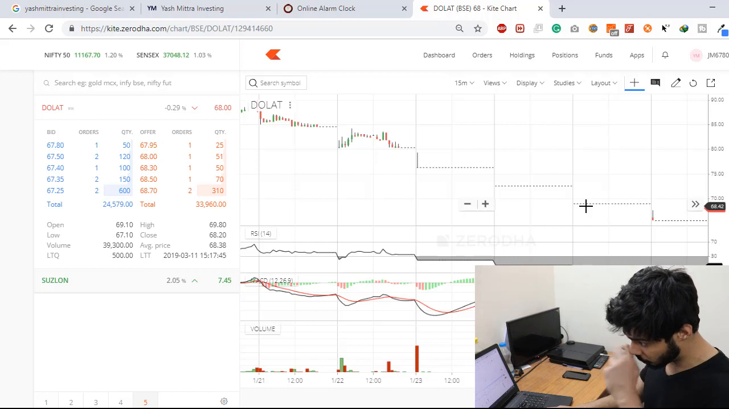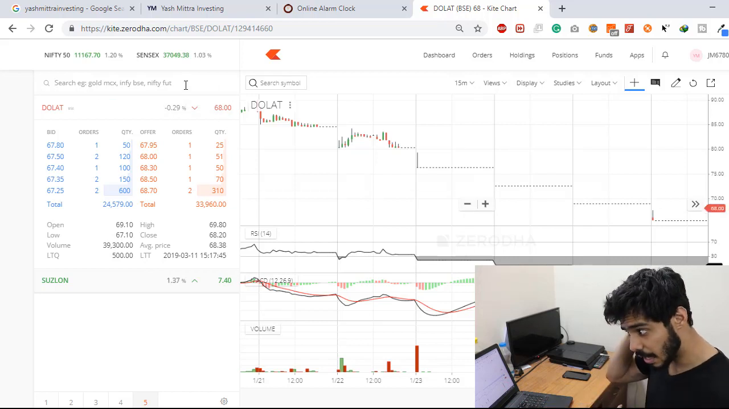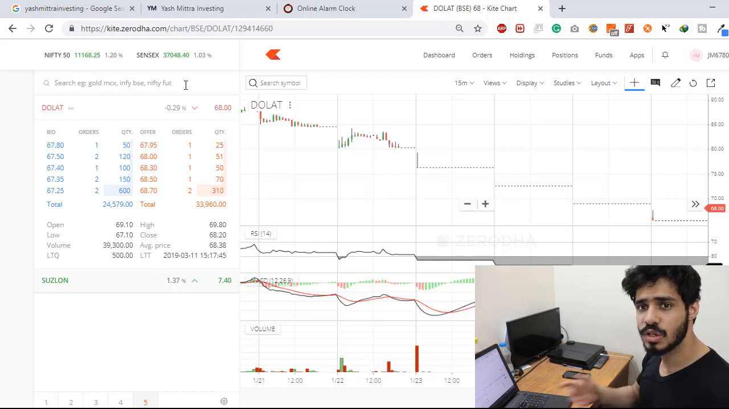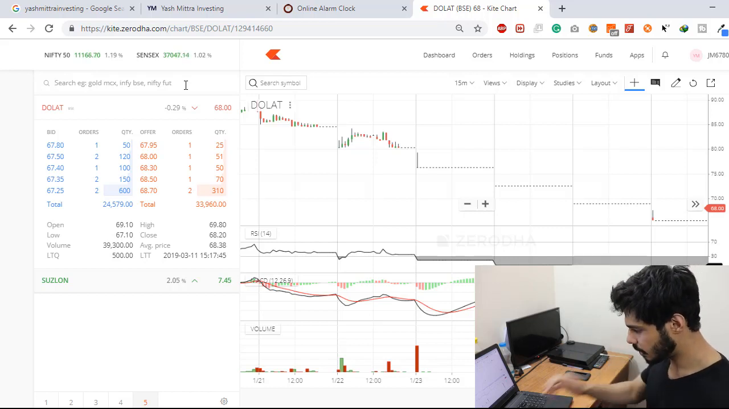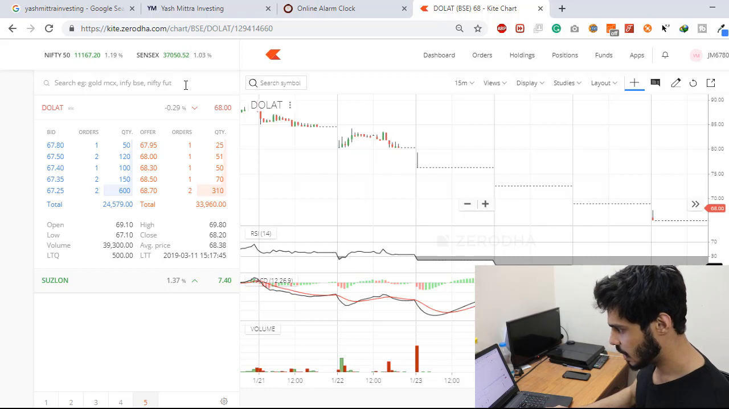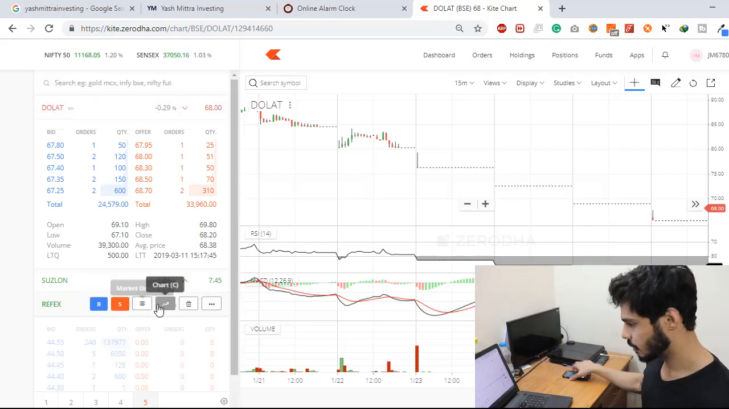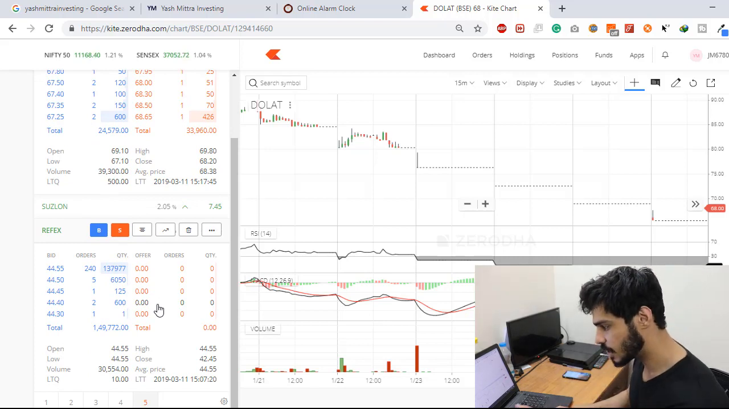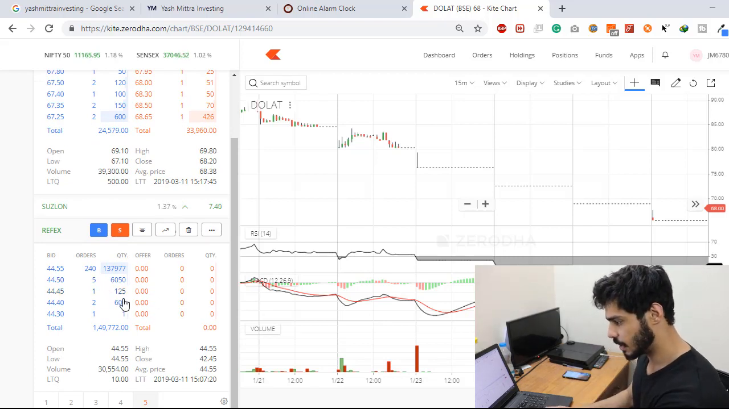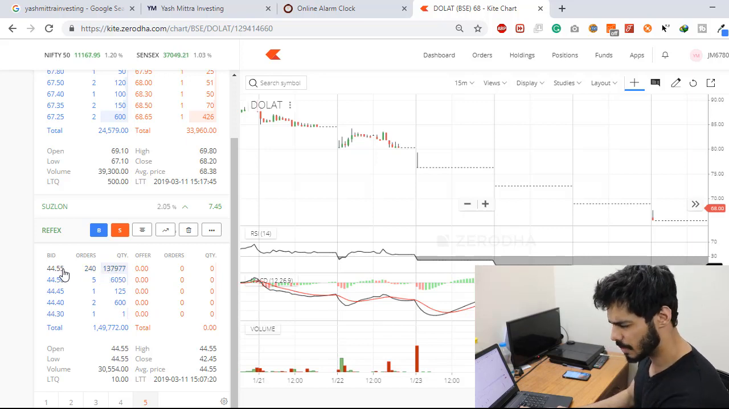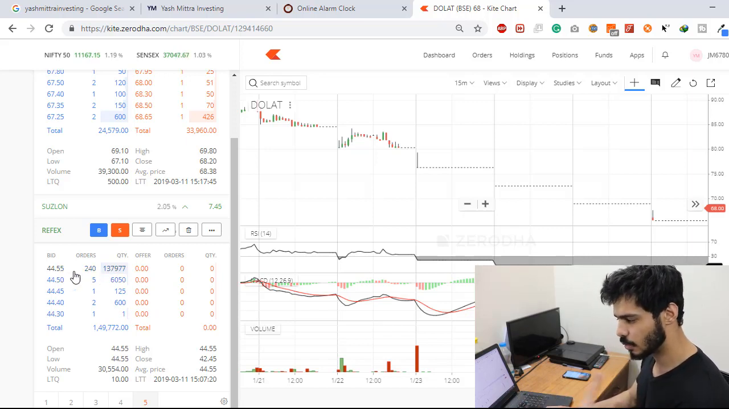Let me give you a live example of a share like that. Actually, I'm going to give you the opposite example: a share which everyone wants to buy. Refx is that share. Everyone wants to buy the share, but no one is selling it right now. So look at this depth. The price is 44.55. Don't worry about that, or the 240 orders over here.